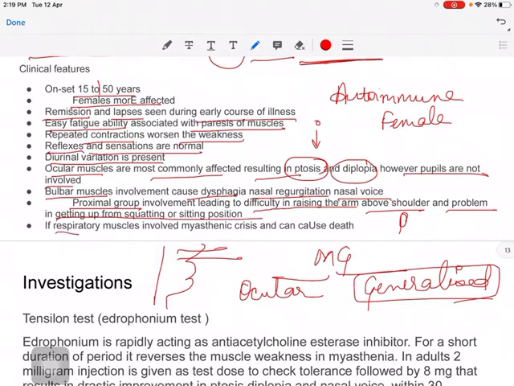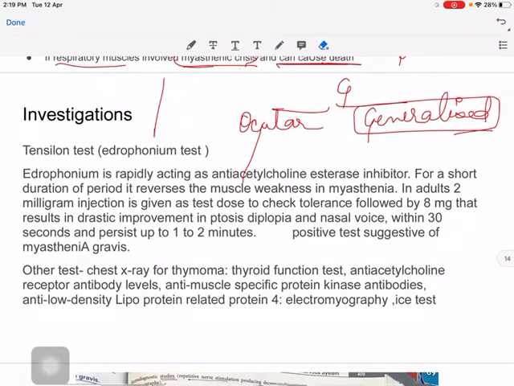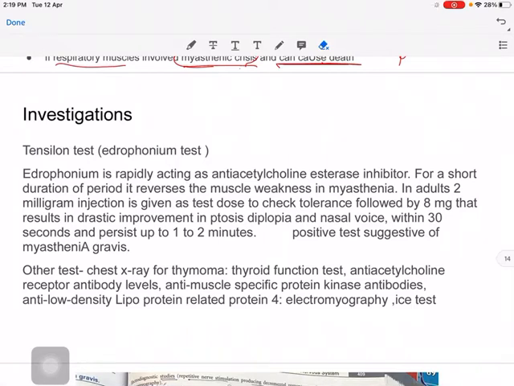If respiratory muscles are involved, this is known as myasthenic crisis and it can cause death. Investigations. So you see, we have this test. This is known as the Edrophonium test. So this is also known as the Tensilon test. What is Edrophonium?